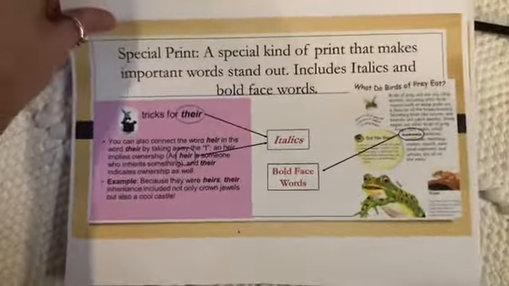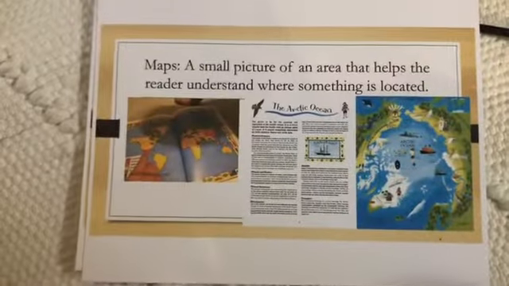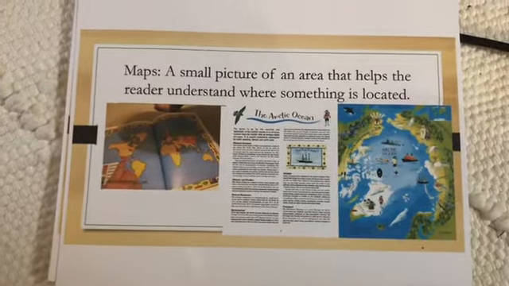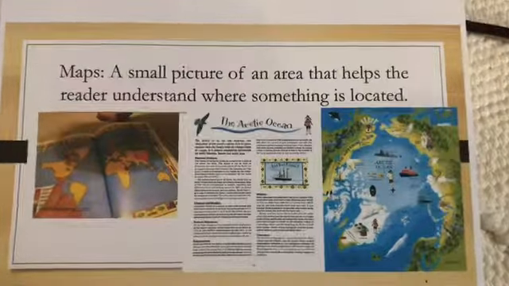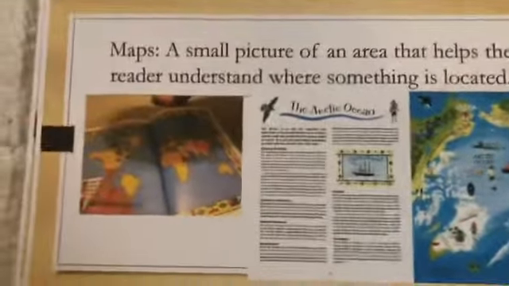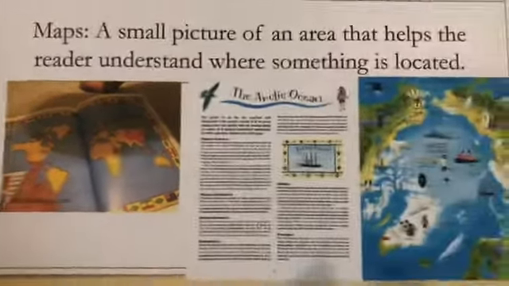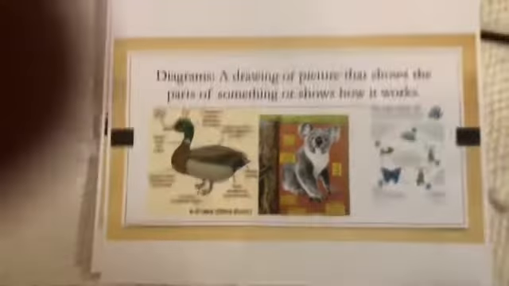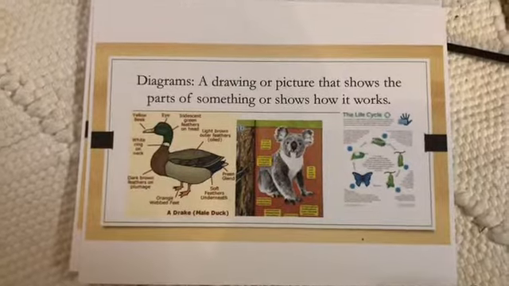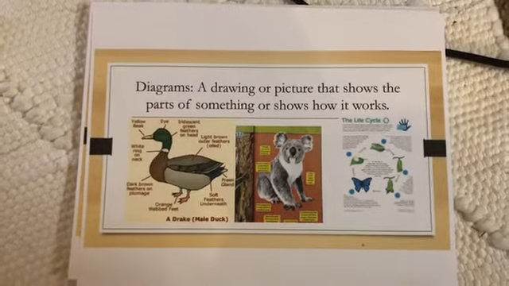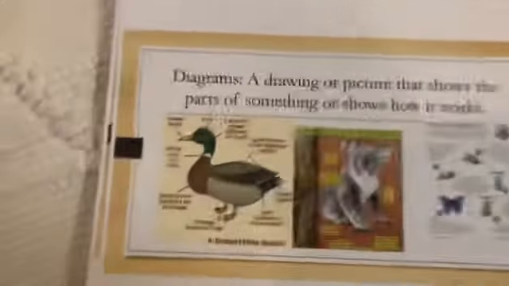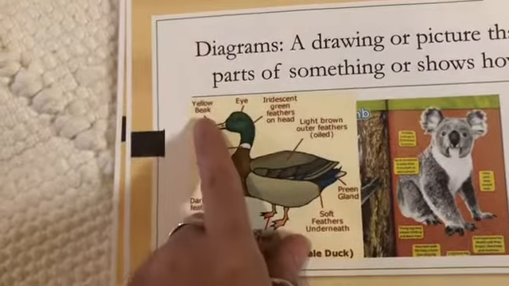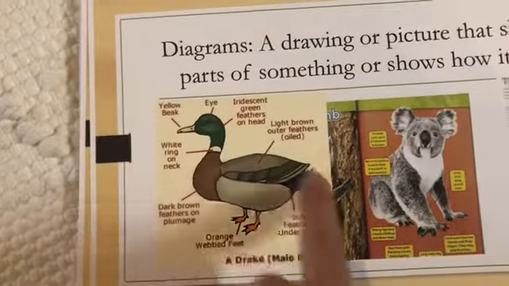Okay, the next kind of text feature that you may have learned about are maps. A map is a small picture of an area that helps the reader understand where something is located. So you can see some different map illustrations here. The next text feature you may have learned about in the 3rd grade is a diagram. A diagram is a drawing or picture that shows the parts of something or shows how it works. So if you take a look here at a drake, which is a male duck, the author has labeled all the different parts of the duck.